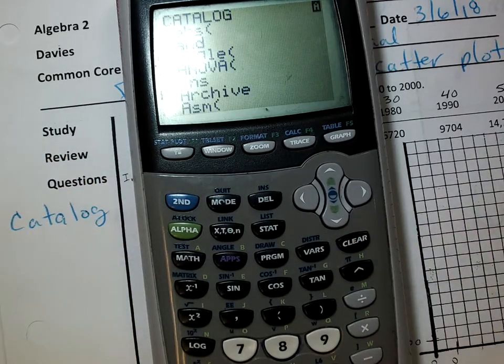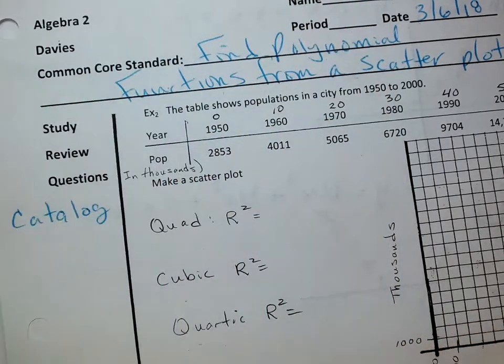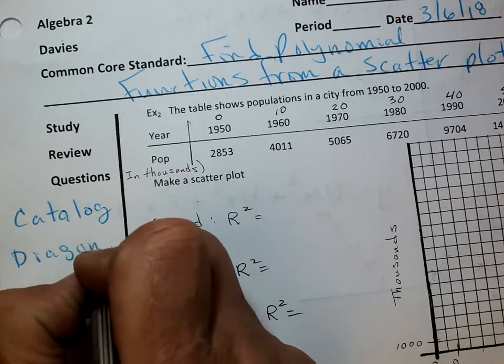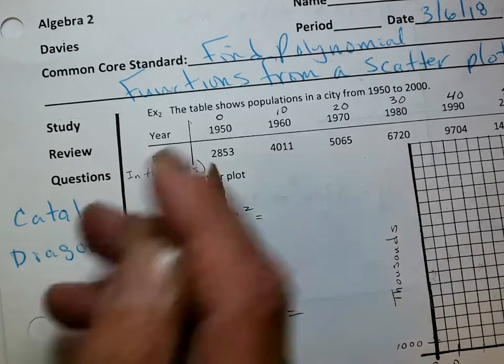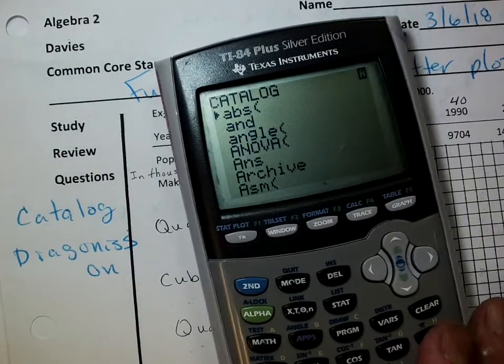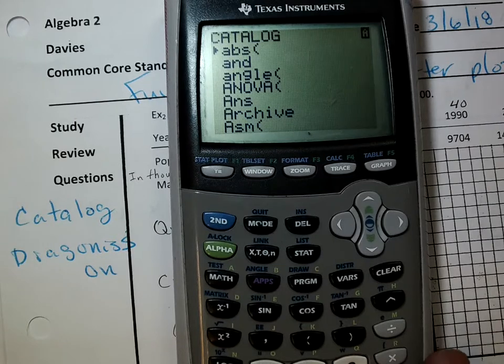Okay, and I got a bunch of stuff in my catalog. I don't want all of this. What I'm looking for is diagnosis. I want to turn my diagnostic features on. So if I'm going too fast, let me know. But I went to catalog. Everybody at catalog? So I found catalog. It's down by the 0 in blue.